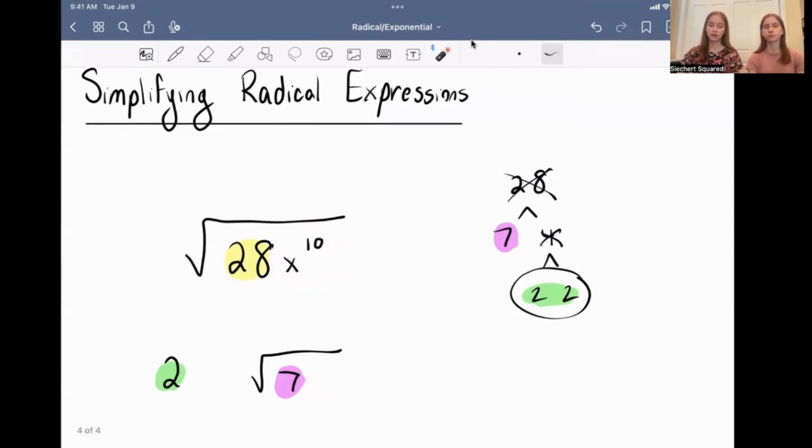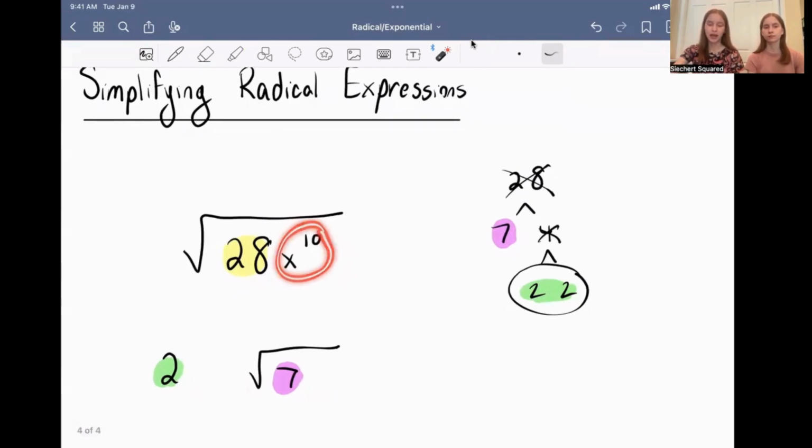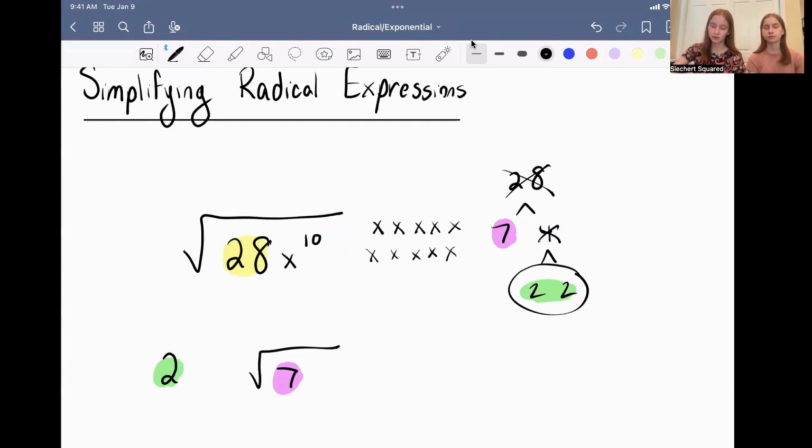So from there, now we're going to deal with that variable, and that is x to the 10. Now, x to the 10 might seem scarier than it really is. Just keep in mind that an exponent just tells you how many x's you have, or how many of whatever letter it is. So in this case, I actually have 10 x's. I took the x to the 10 and wrote it out. It means I have 10 of them.